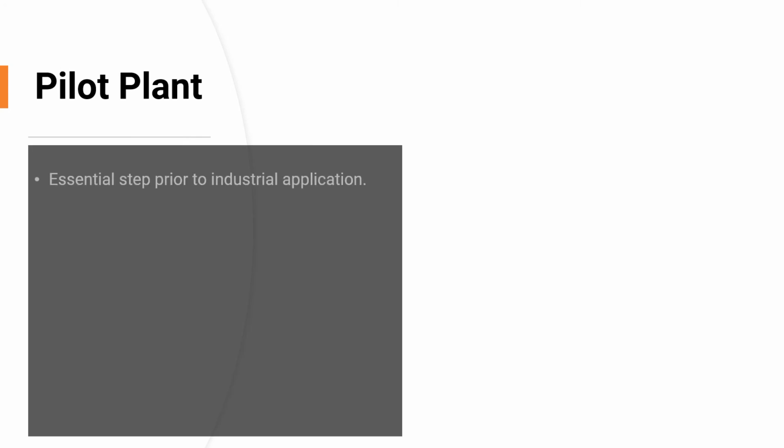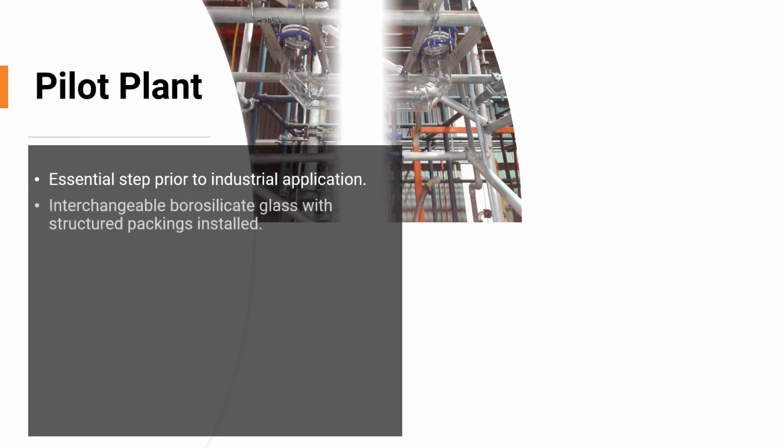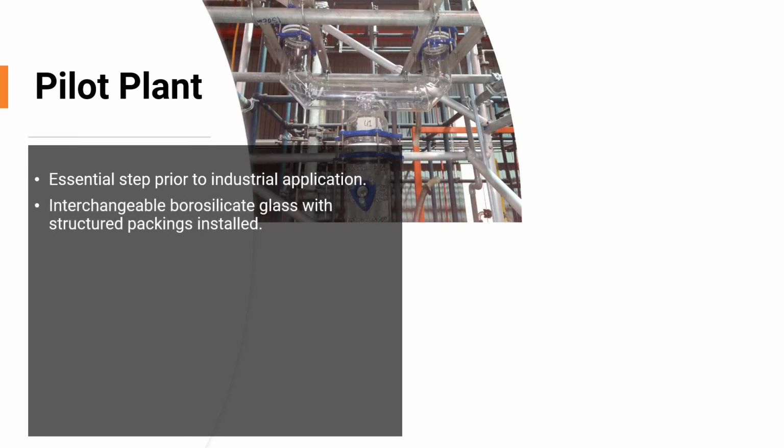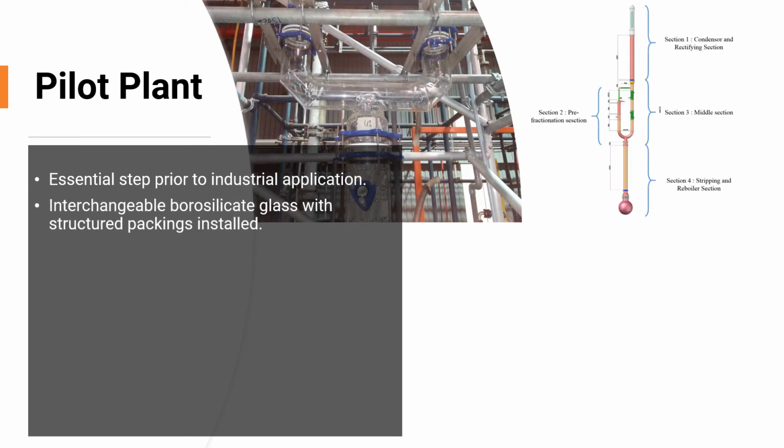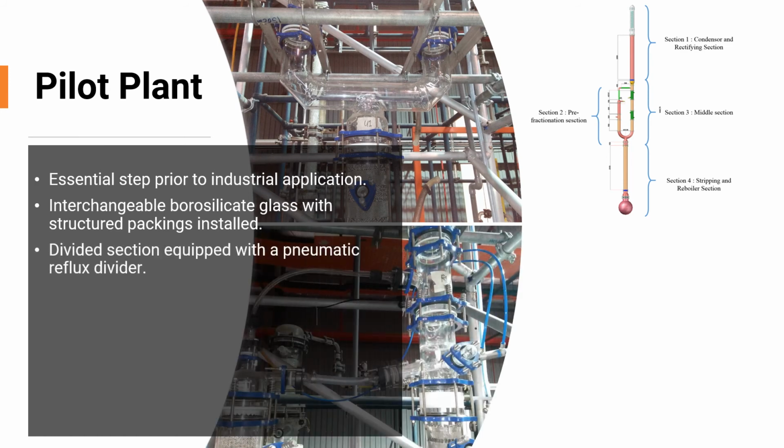Pilot plant development is an essential step prior to industrial application, where it can offer operational data which cannot be obtained through modeling or simulation alone. The pilot plant was built using interchangeable borosilicate glass parts with total height over 9 meters and column diameter between 4 to 8 inches. Industrial structure packings, sponsored by Sulzer, were installed inside the column. The divided section was equipped with a pneumatic reflux divider to split the rectification liquid.